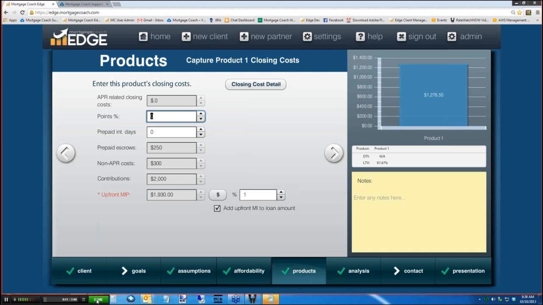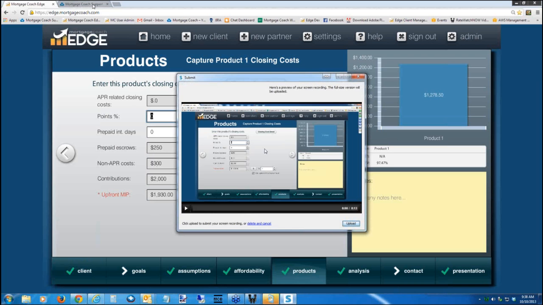When you're done, hit done. It's going to upload this straight over to your ticket, and you can see that it actually gives you a preview here, so if you want to play it back first to make sure that it's exactly what you want to see, you can hit that, then hit upload. This is going to upload your video directly to that ticket. So once this is done, I'll show you what it looks like in just a moment here.